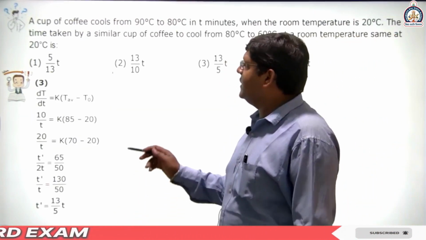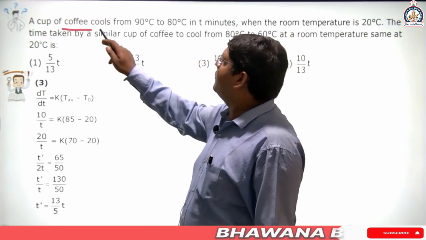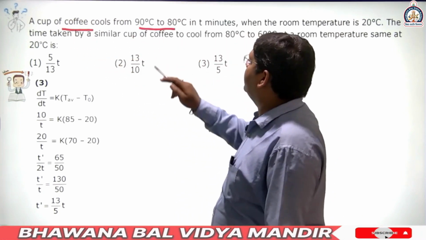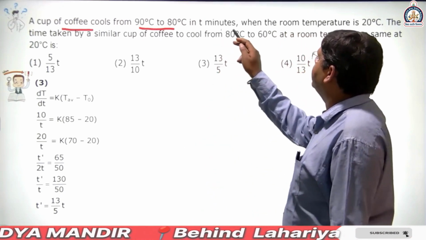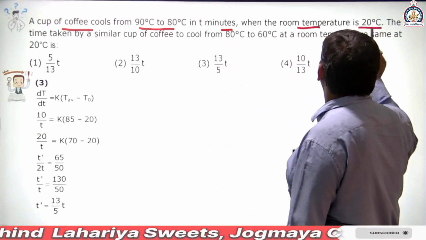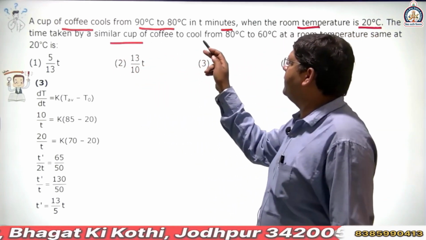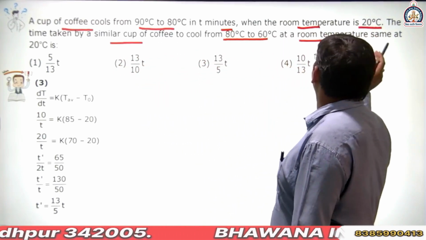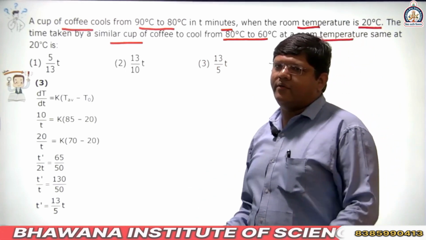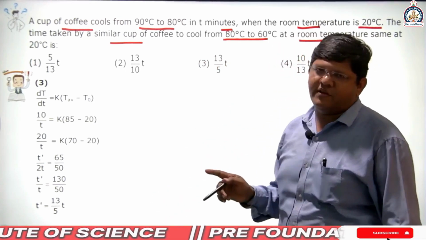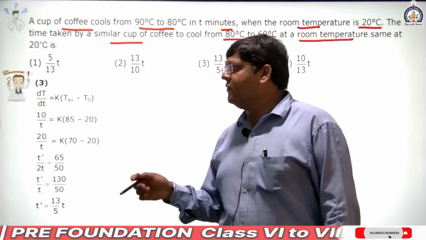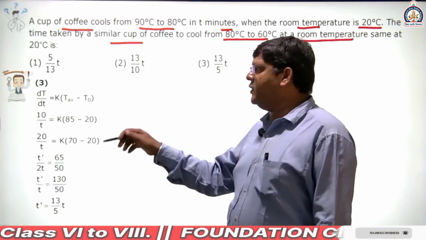Moving to the next part, the next question says a cup of coffee cools from 90 degrees to 80 degrees in T minutes when the room temperature is 20 degrees Celsius. The time taken by a similar cup of coffee to cool from 80 to 60 degrees at the same room temperature will be? We have to calculate the difference.